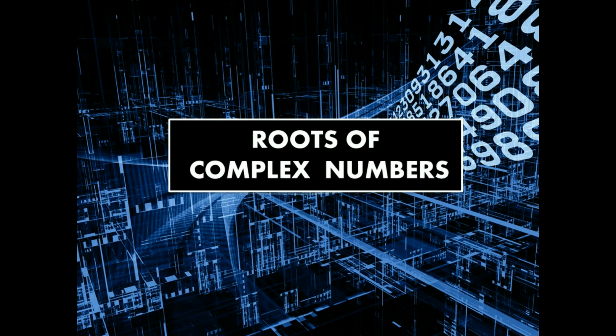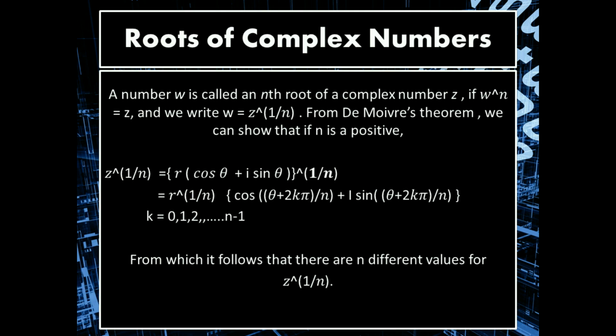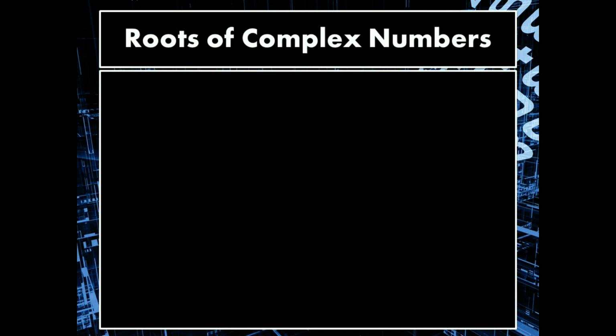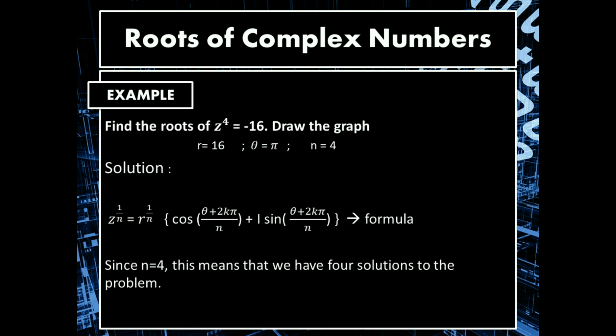Roots of complex numbers. A number w is called an nth root of a complex number z if w raised to the power of n equals z, and we write w is equal to z raised to the power of 1 over n. From De Moivre's theorem, we can show that if n is a positive integer, then this is the formula. For example, find the roots of z raised to the power of 4 equal to negative 16. Draw the graph, where r is equal to 16, theta is equal to pi, and n is equal to 4. So here is the solution.